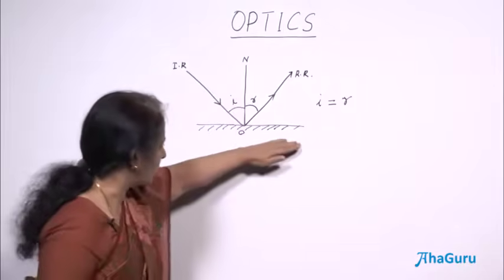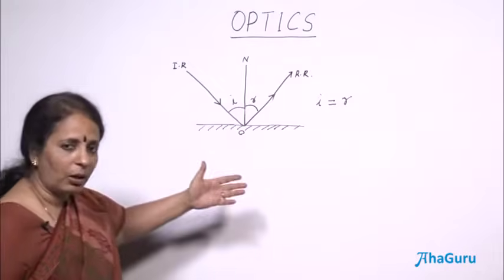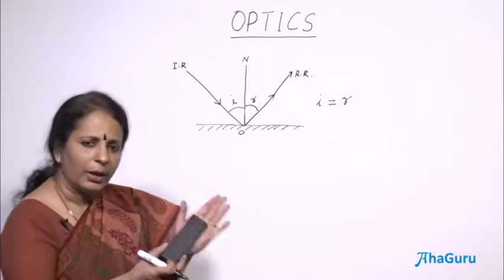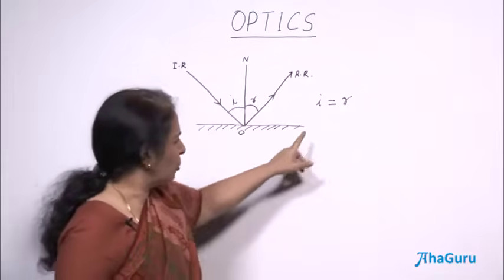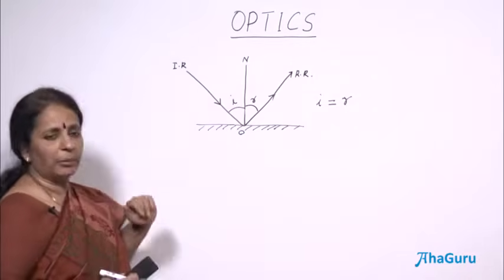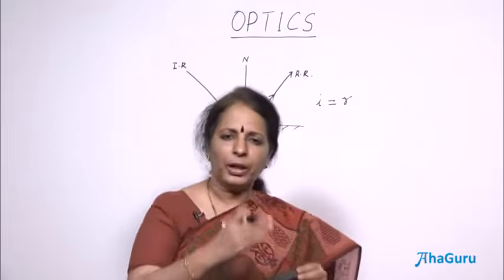This is known as a plane mirror because the surface is flat. Also another law says that the incident ray, the normal and the reflected ray all lie in the same plane. So, those are the two laws, the most important one being i equals r. Using this plane mirror, we have also learnt how to find the image of any object.